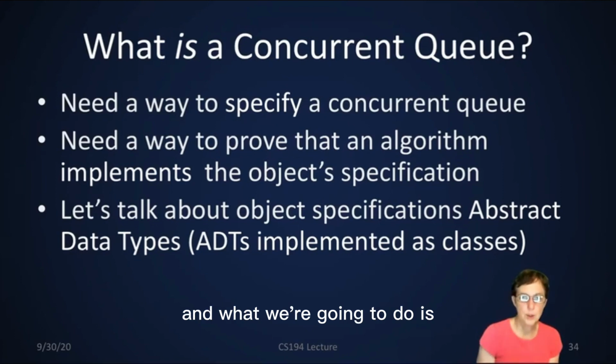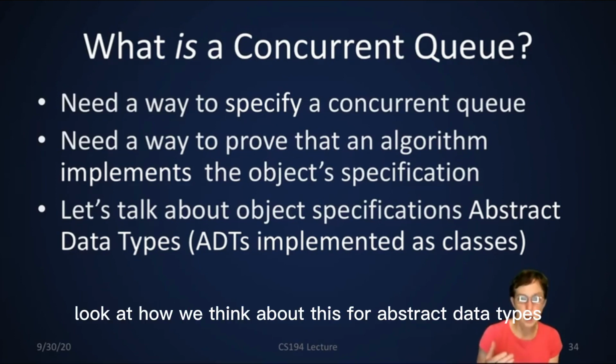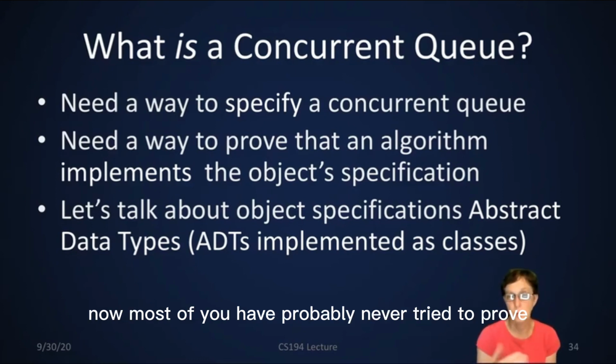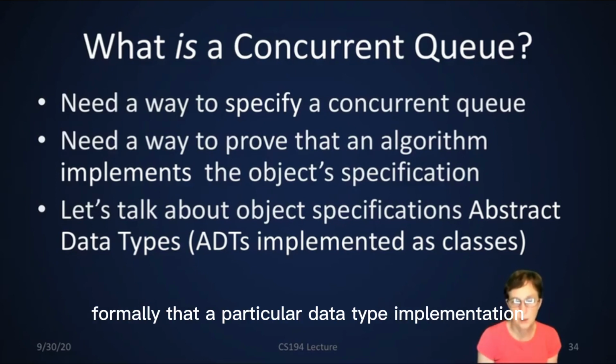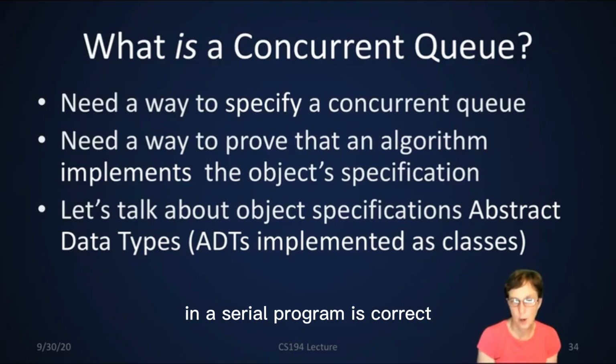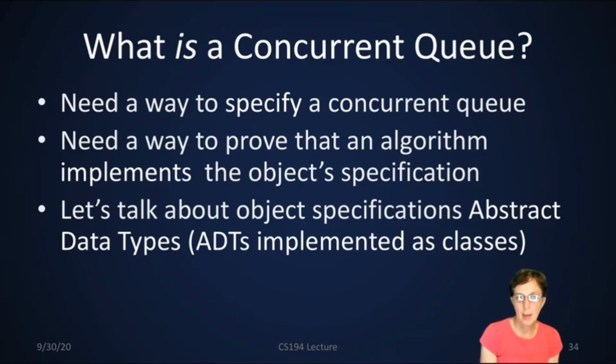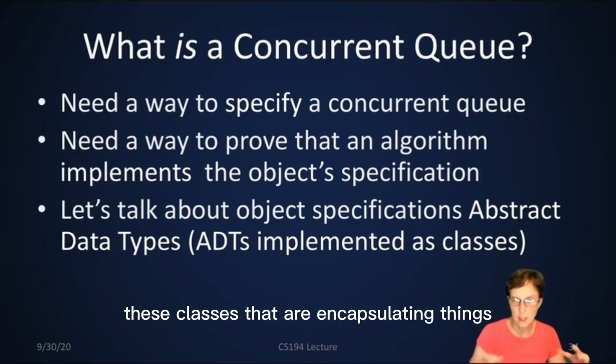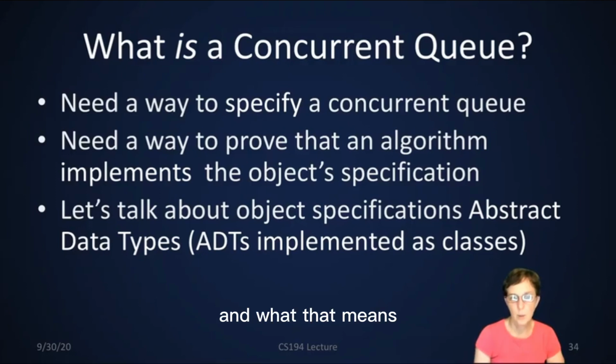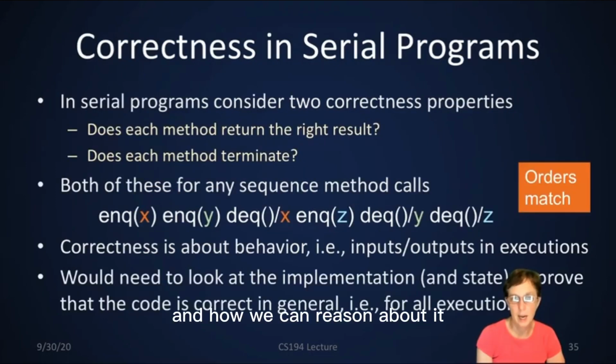And what we're going to do is look at how we think about this for abstract data types. Now, most of you have probably never tried to prove formally that a particular data type implementation in a serial program is correct, but hopefully you learned in 61B or even 61A a bit about abstract data types, these classes that are encapsulating things, and what that means and how we can reason about it.